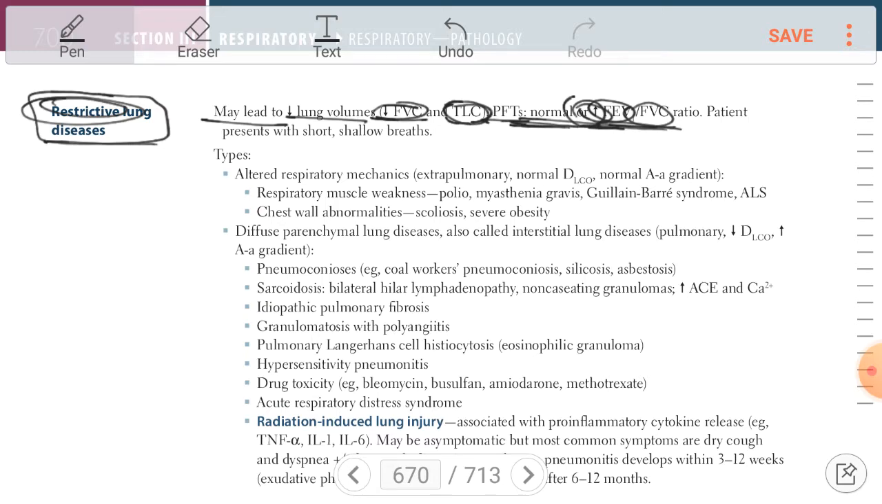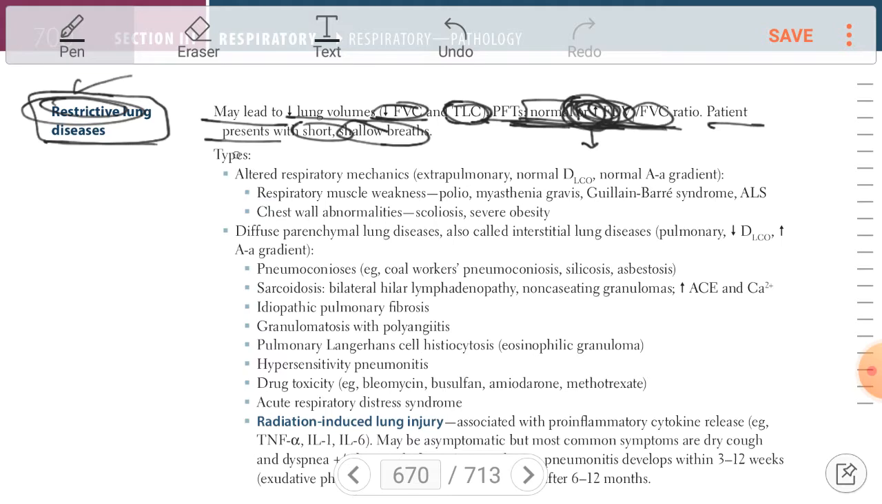So in obstructive disease there is a decrease in the ratio because there is air trapping and a much greater decrease in forced expiratory volume 1. But here in restrictive disease the decrease in forced expiratory volume 1 is less than the decrease in forced vital capacity, leading to an increase in the ratio. So the ratio is normal or increased in restrictive lung disease, but it will decrease in cases of obstructive. Then the patient presents with short shallow breath.